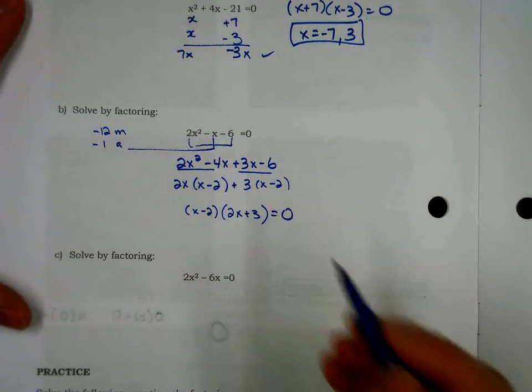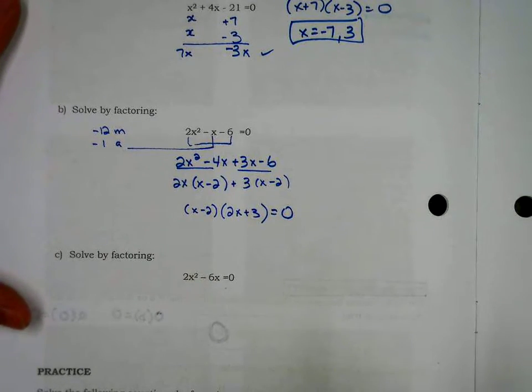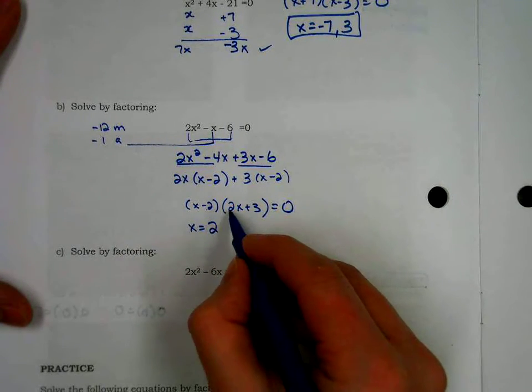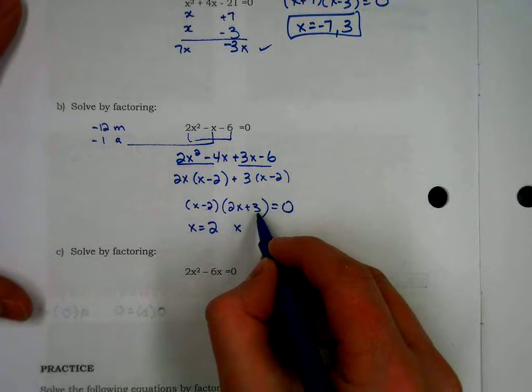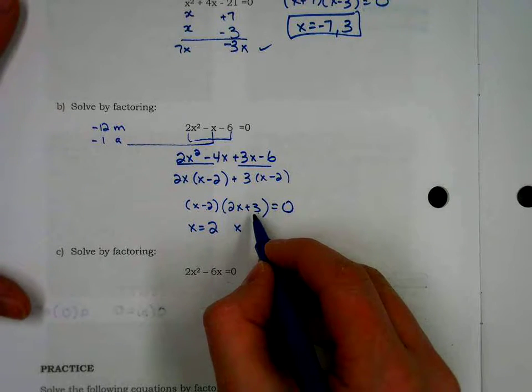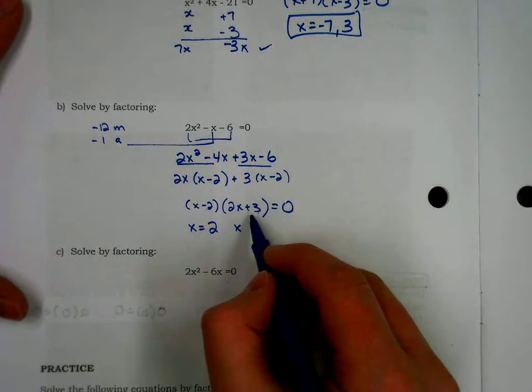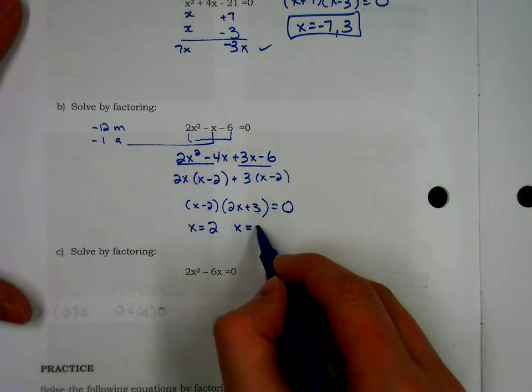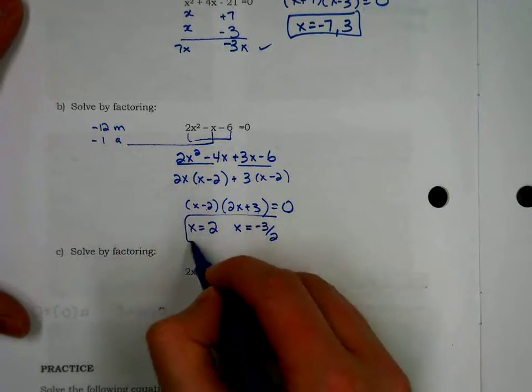And this is your factored form, giving us two solutions, x equals 2, and when is 2x plus 3 equal to 0? You're not going to be able to shortcut it as quickly at this point, but it will be a subtract a 3 over, divide both sides by 2. And those are your two x-intercepts.